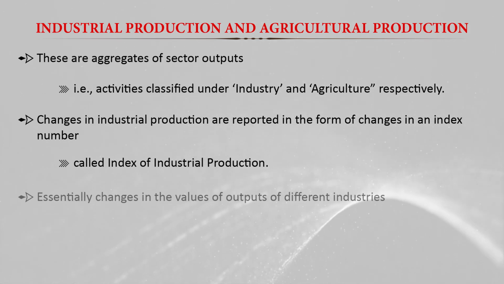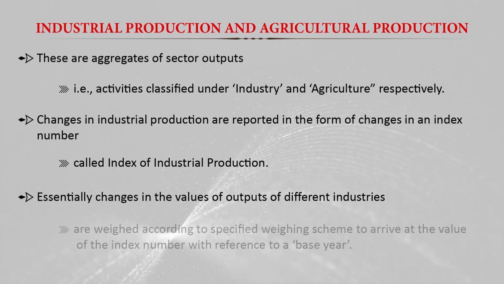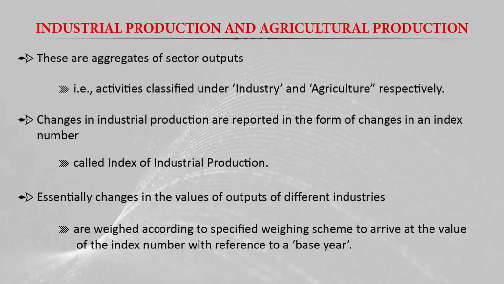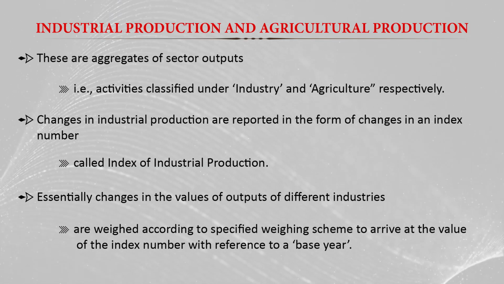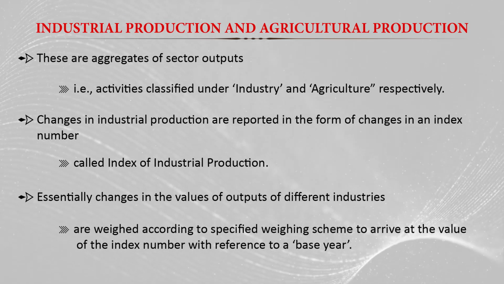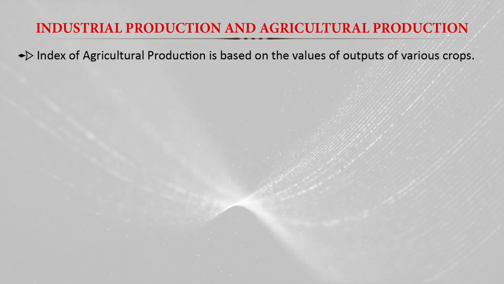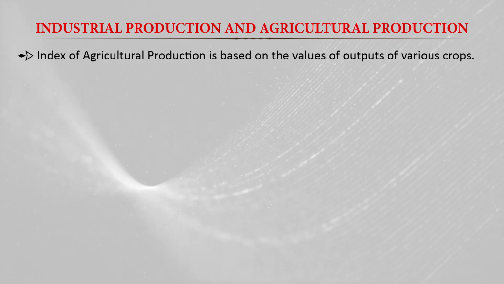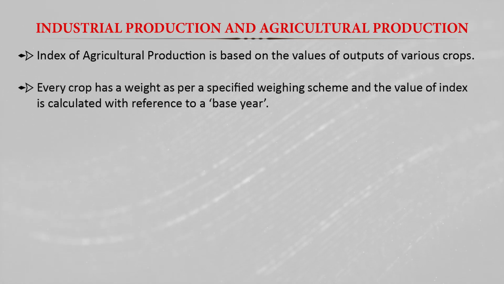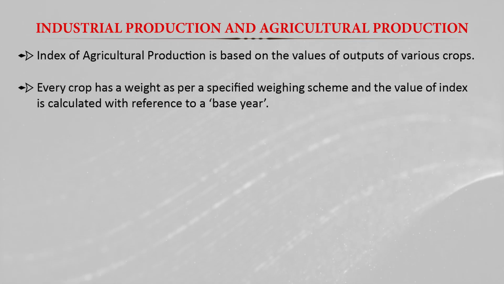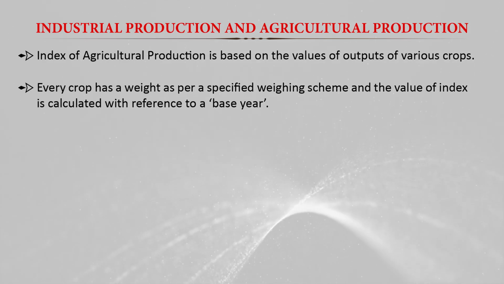And basically it is essentially a change in the value of the output of the different industries, which are weighted according to the specified weighing scheme to arrive at the value of the index number with reference to the base year. In the case of the index of agricultural production, it is based on the value of the output of the various crops, and every crop has a weight as per the specified weighing scheme, and the value of the index is calculated with reference to the base year.